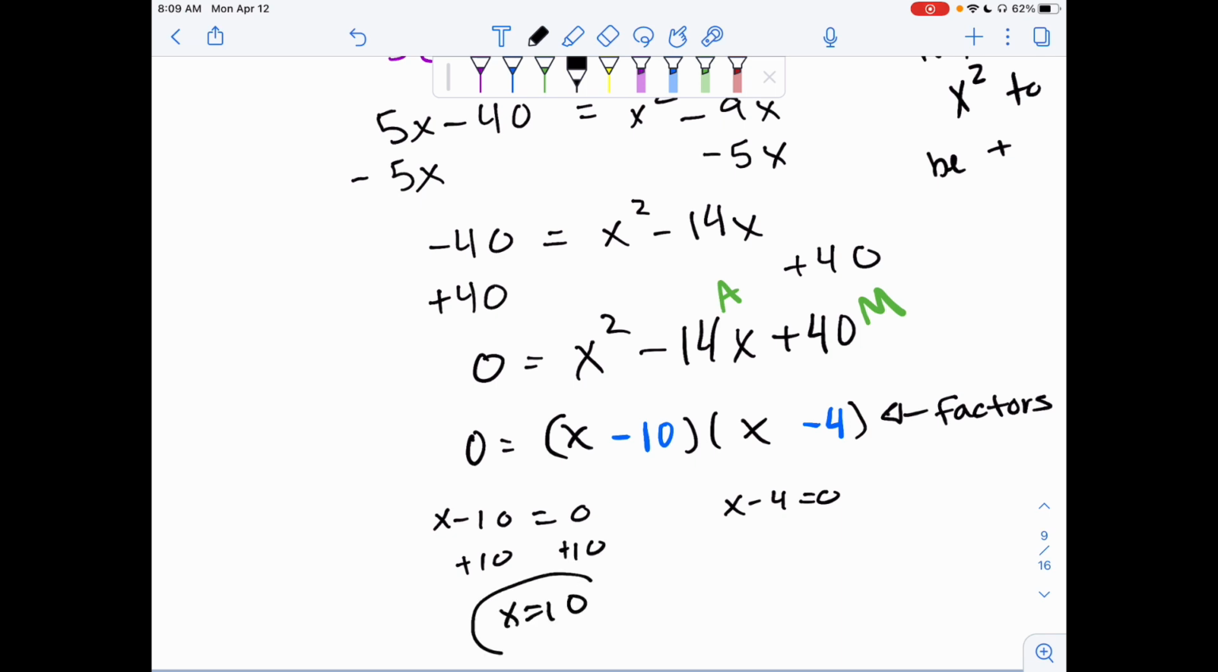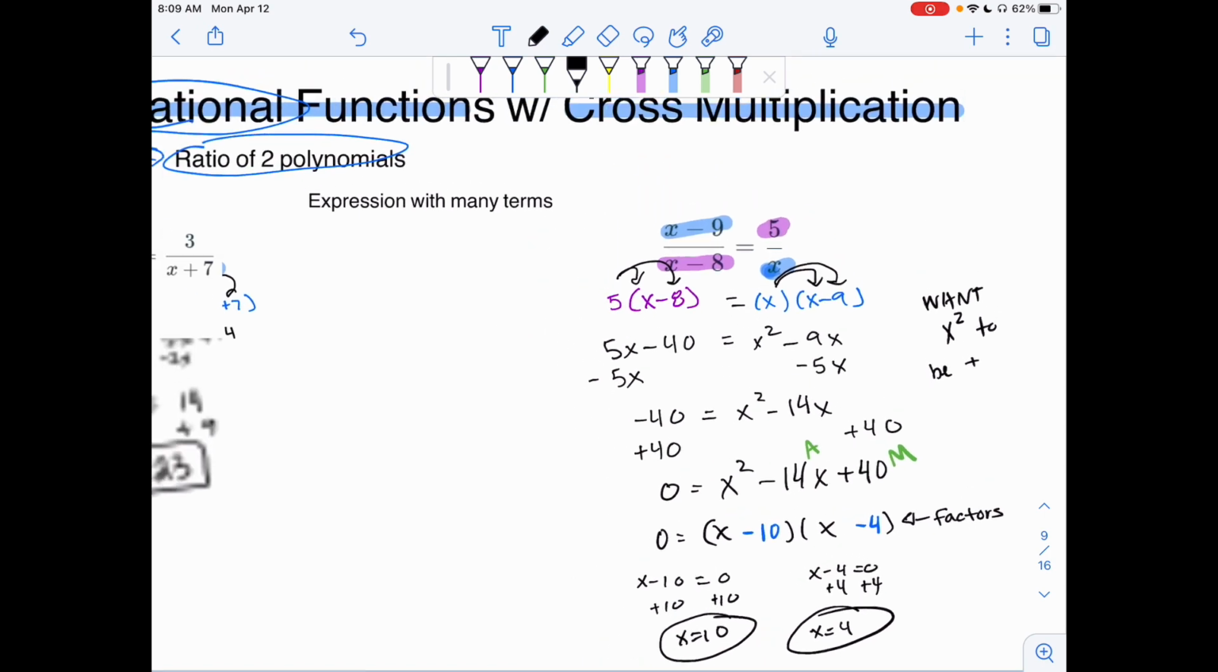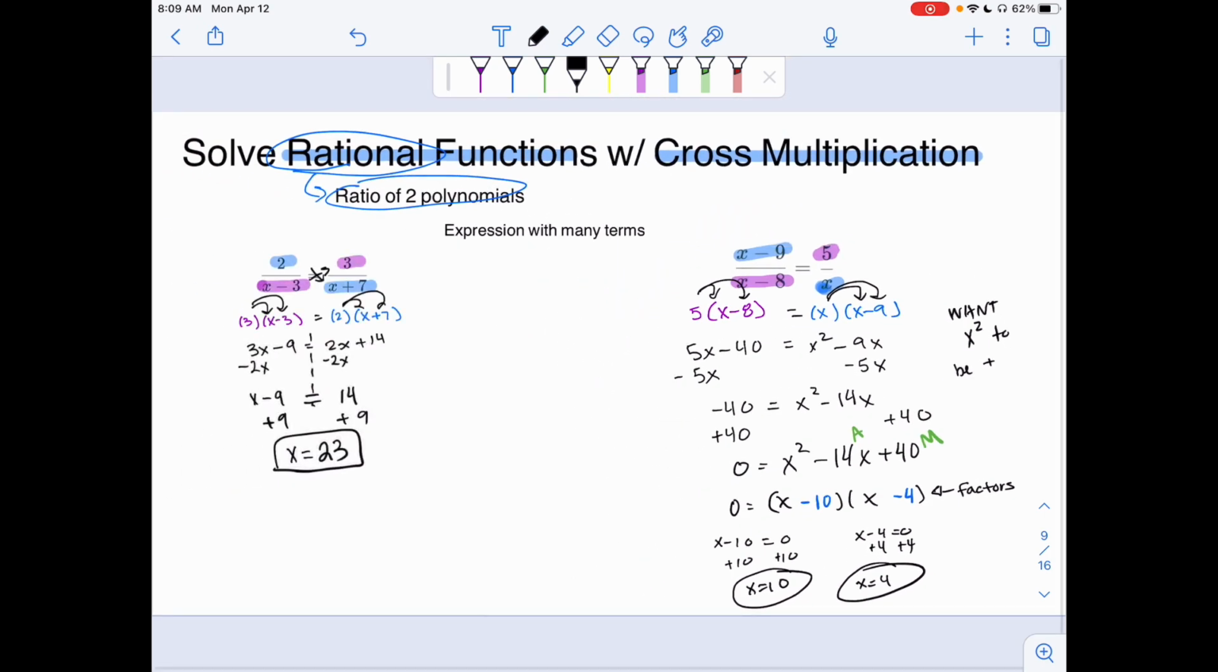So here's one of my answers and the other one. So if you see an x squared, leave it on the side where it's positive, and then remember that you will have to factor.